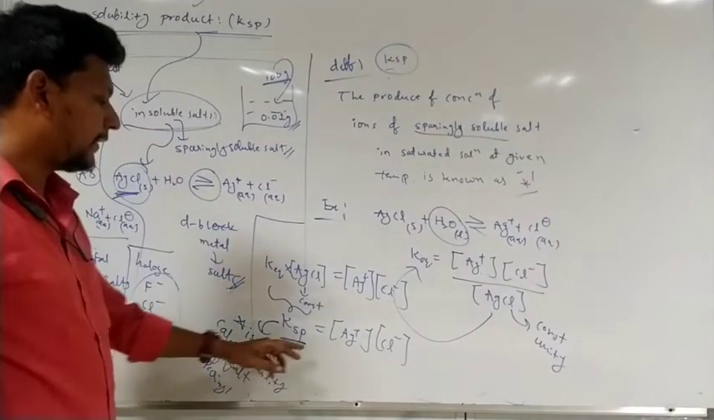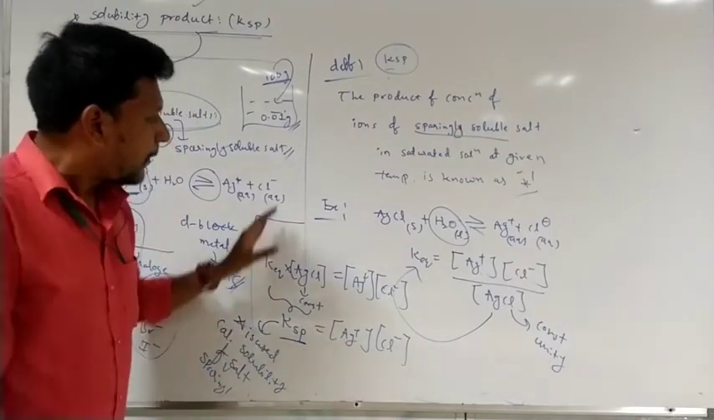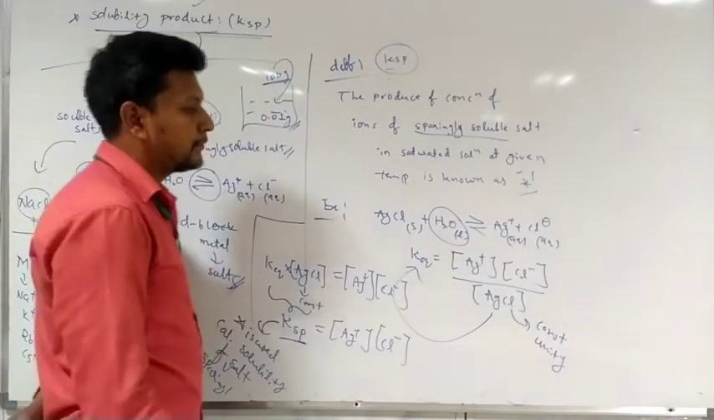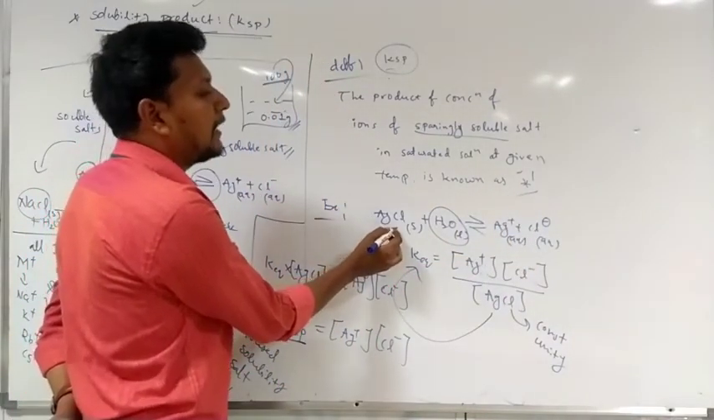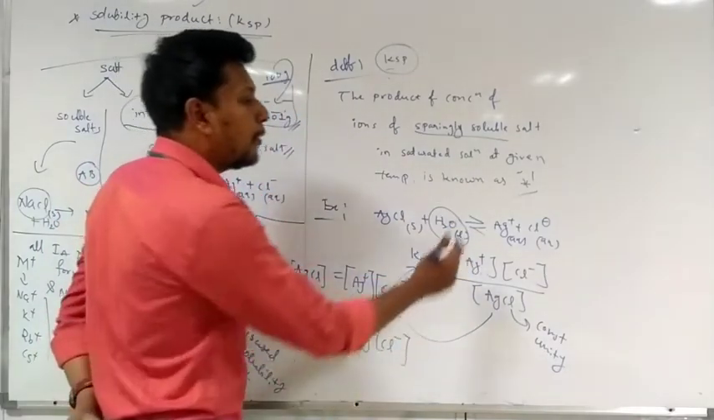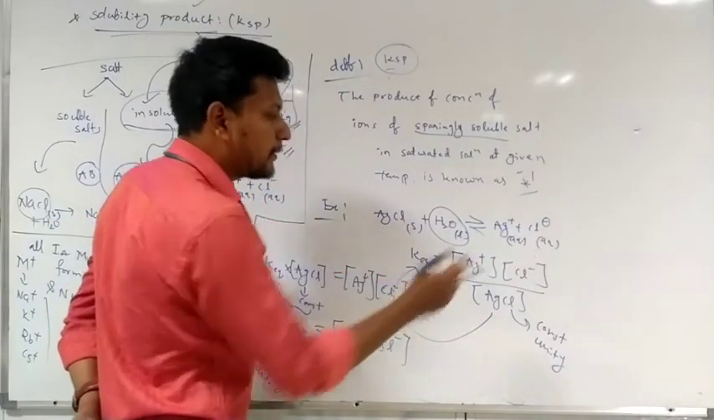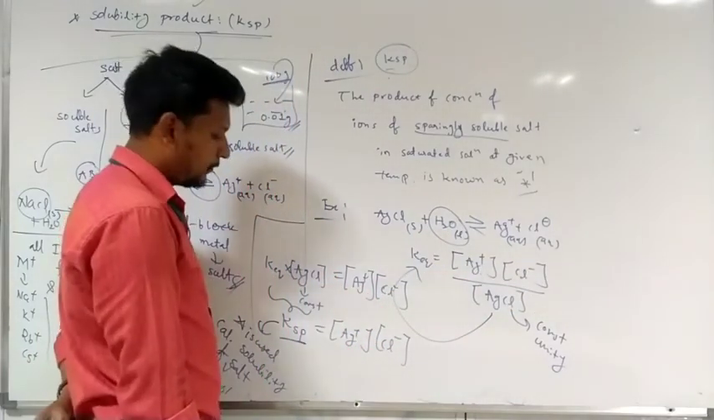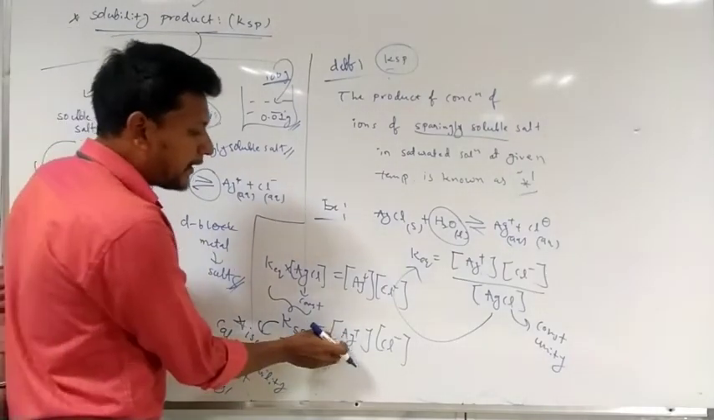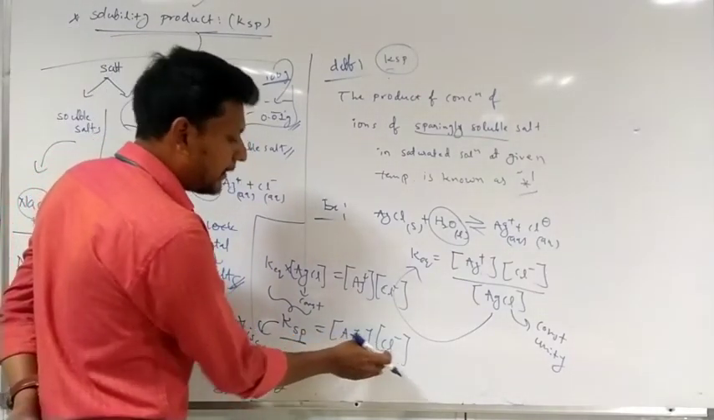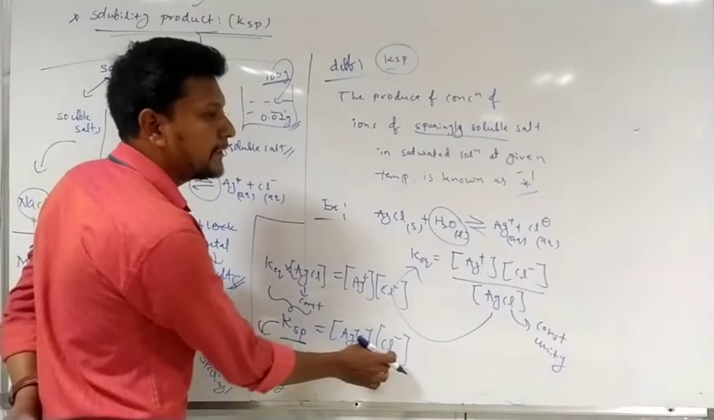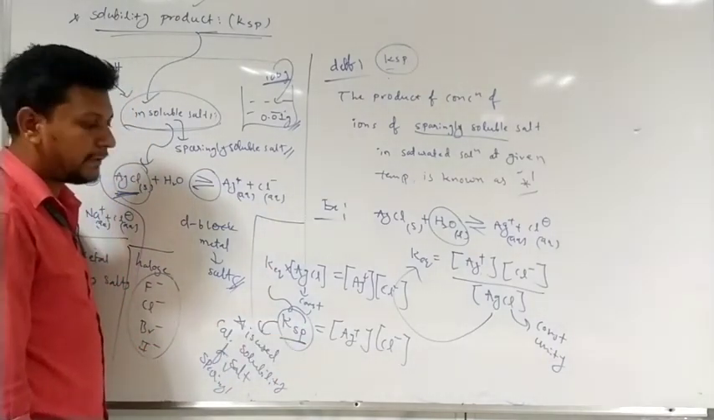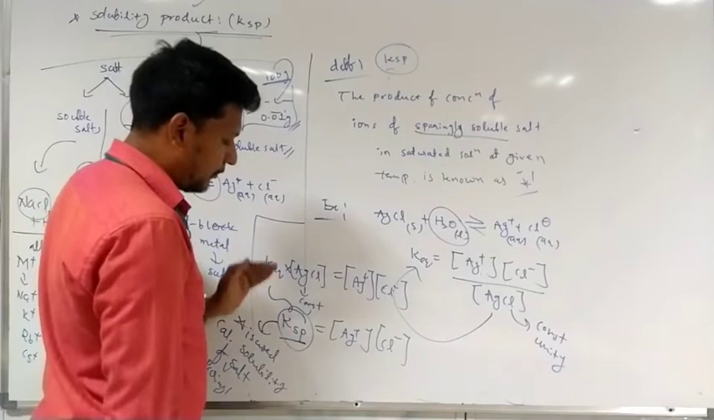Look at this one: the AgCl solid is going to produce Ag+ and Cl-. If this sparingly soluble salt produces a greater number of Ag+ and Cl- ions, it means a higher concentration of Ag+ and Cl- ions is produced. If the concentration of Ag+ and Cl- increases, that means the concentration of ions in the saturated solution increases, and Ksp also increases.